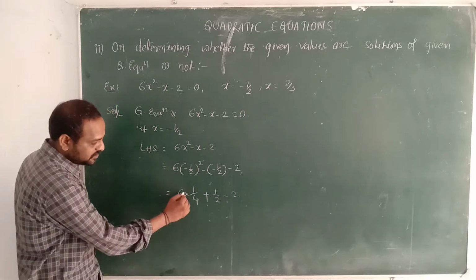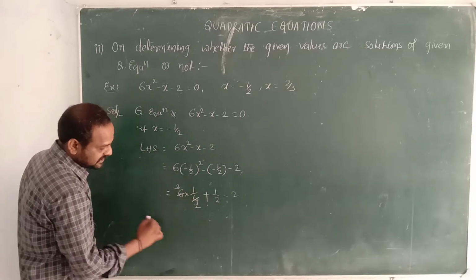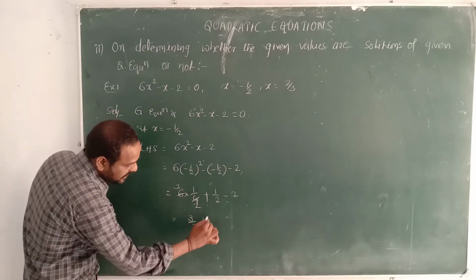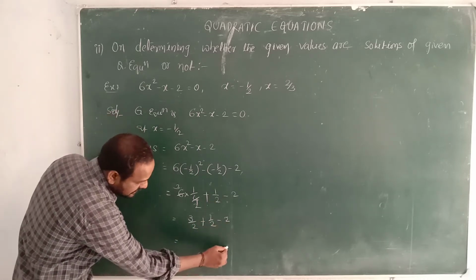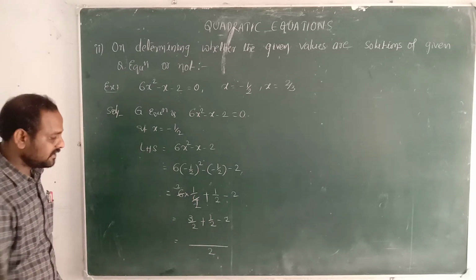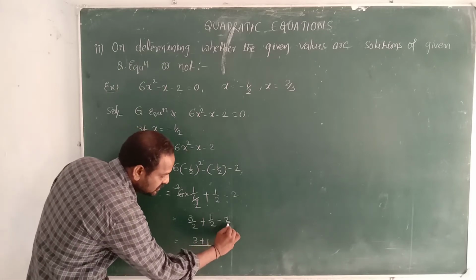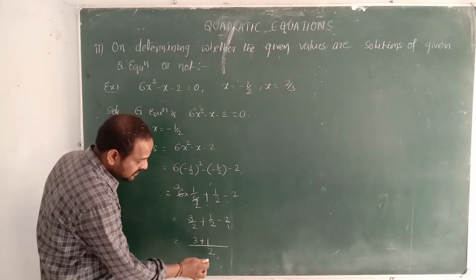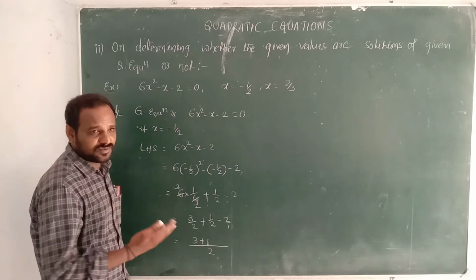Now here we are able to do cancellation. 2 2s are 4, 2 3s are 6. Then the remaining terms: 3 1s are 3 by 2 plus 1 by 2 minus 2. Now here, by doing LCM we will get 2 as the denominator. Am I right? So here 3 plus 1. Now here there is no denominator, that means 1. So when we do cancellation, this 2 by 1, how many times is it possible? 2 times.